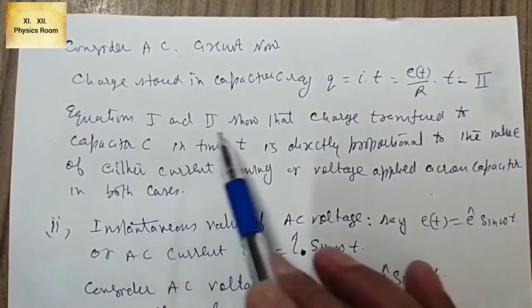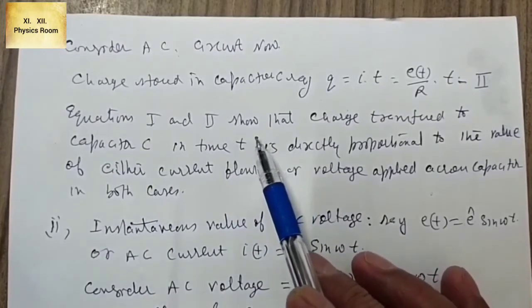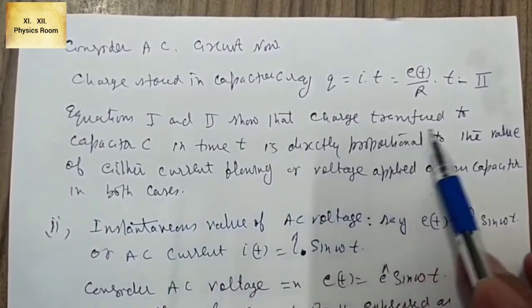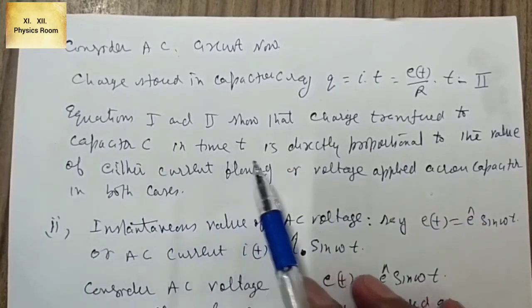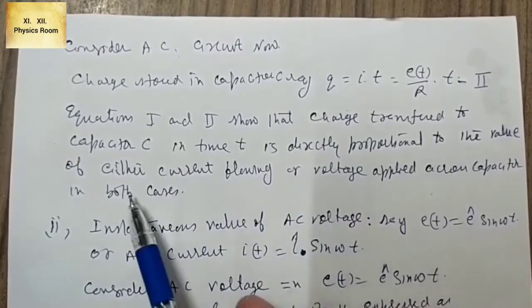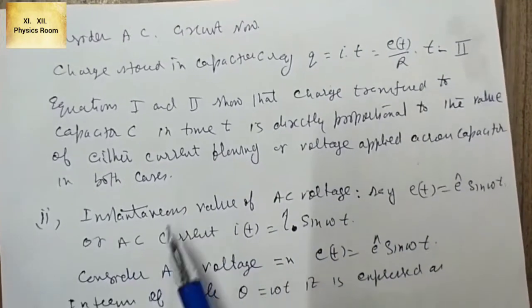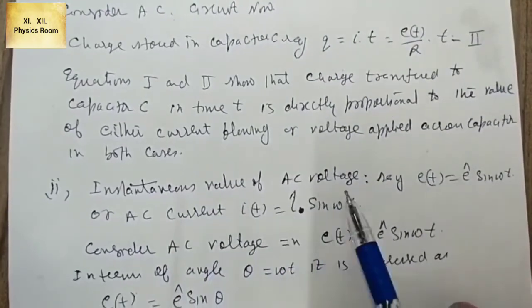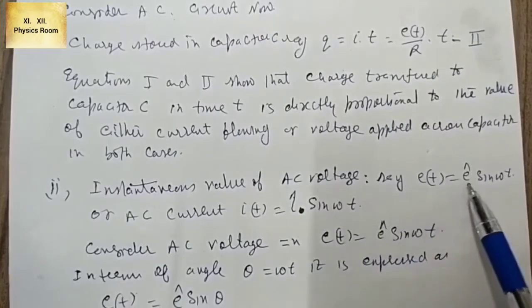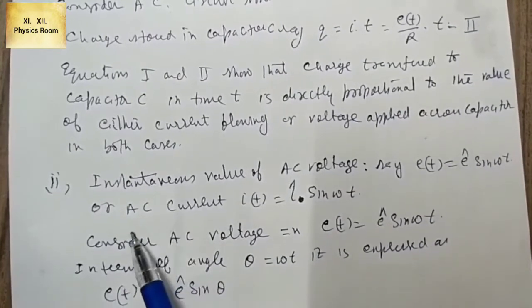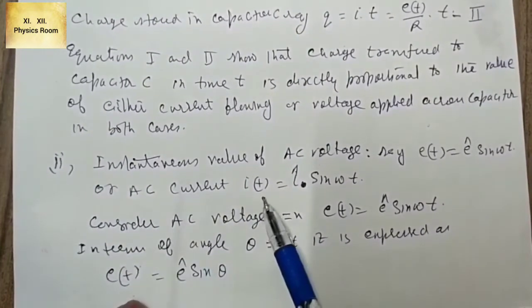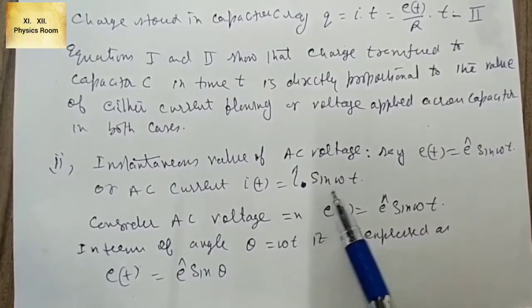So equations 1 and 2 show that the charge transferred to capacitor C in time t is directly proportional to the value of either current flowing or voltage applied across the capacitor in both cases. Now the instantaneous value of AC voltage, say E(t) is equal to E max sine omega t, or AC current I(t) is equal to I max sine omega t.